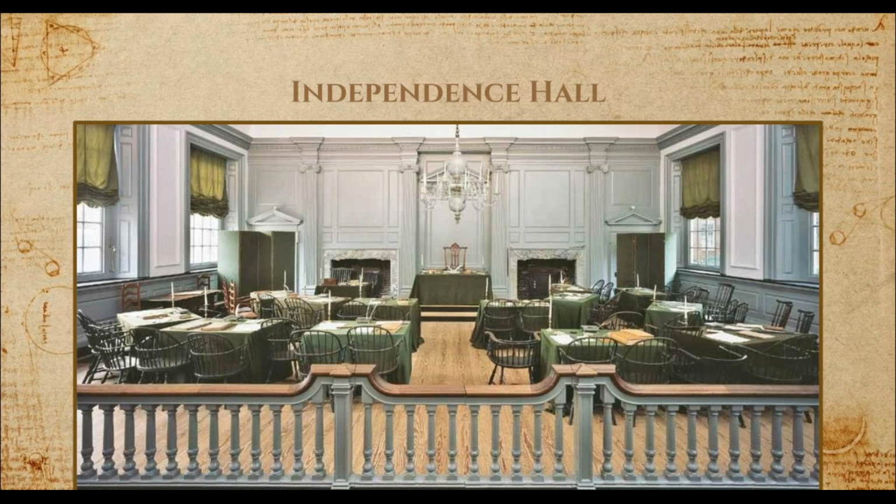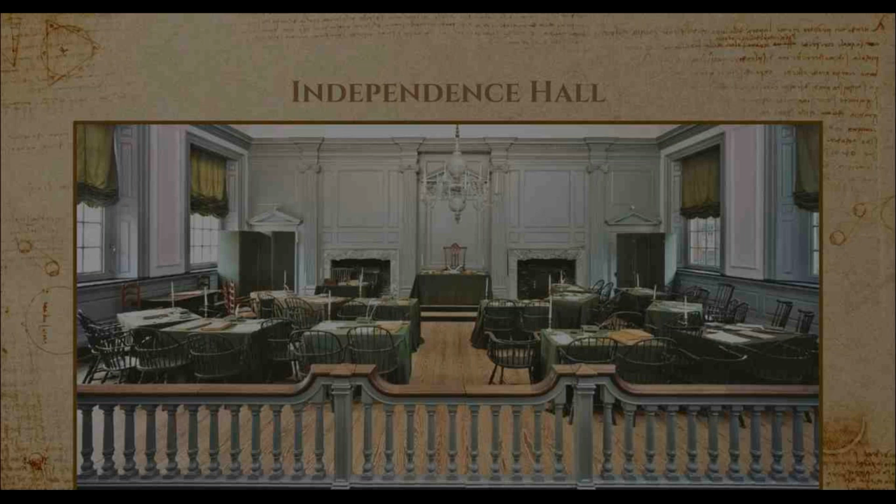I direct your attention to the back, to the presider's chair or president's chair. There's a sunburst on the backing of that chair. And famously, Benjamin Franklin said about that sunburst, is that a rising sun or a setting sun?